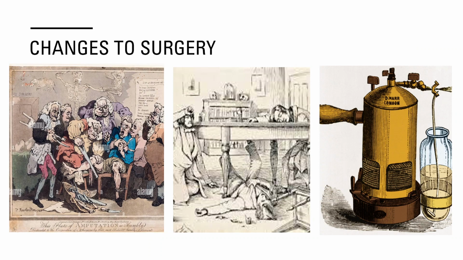Another major change in the industrial era is surgery. The first image there is from the late 18th century, and this is typically what an operation would look like. You can see everyone holding down the patient who's screaming, and the amputation is taking place. Very little evidence of sanitary conditions or sterilization. They're not wearing medical gowns, and this is very typical, really.